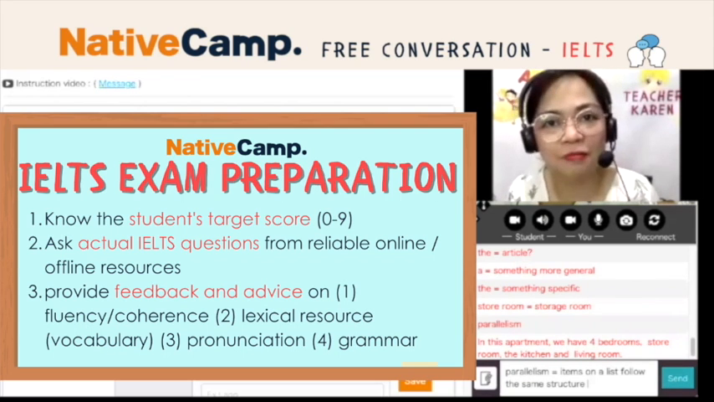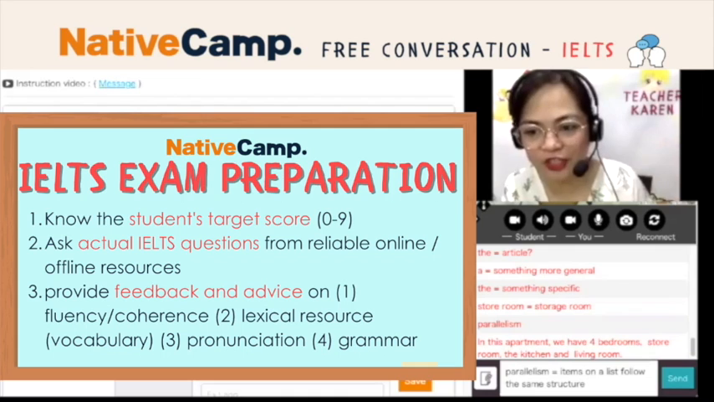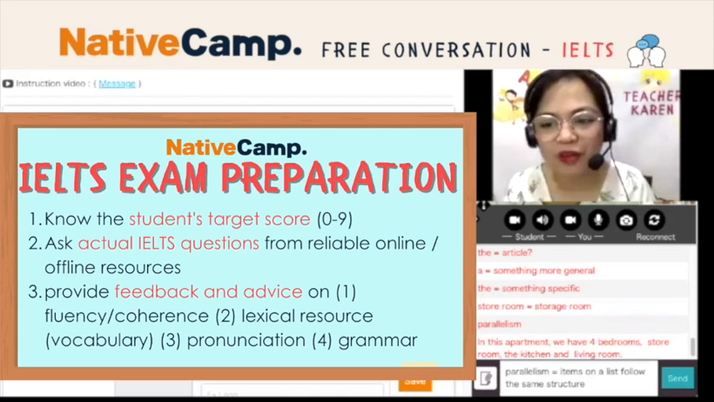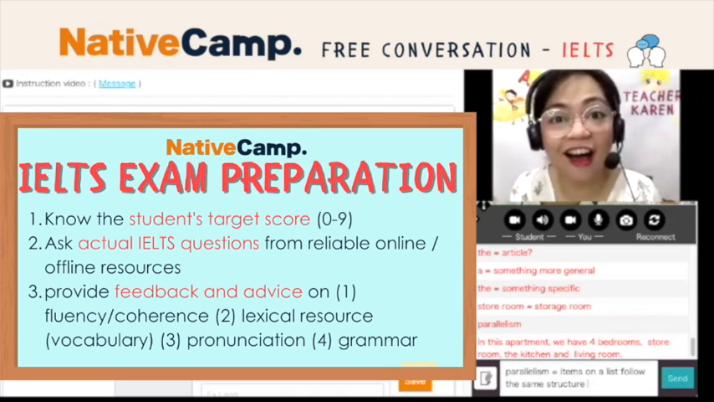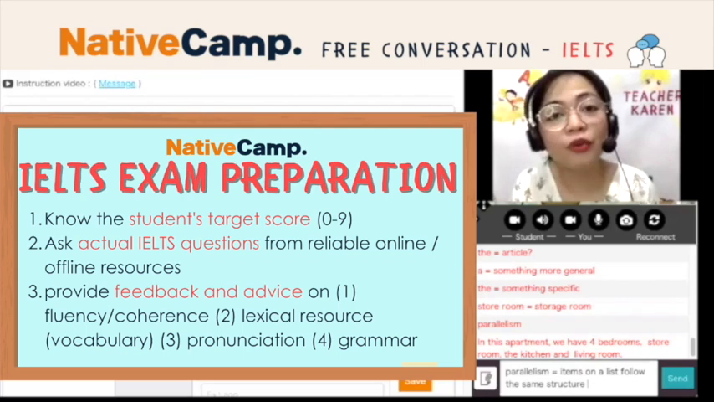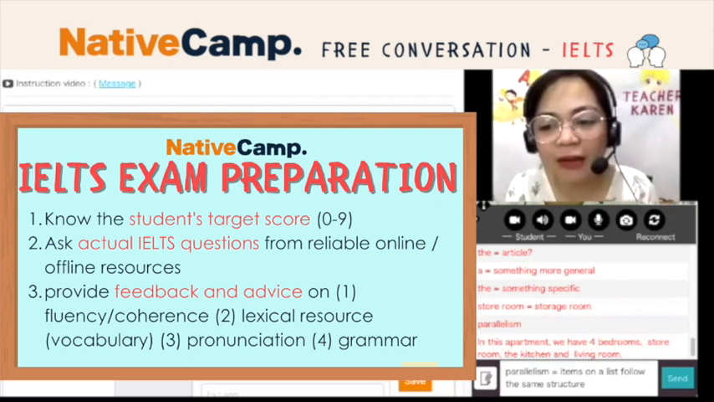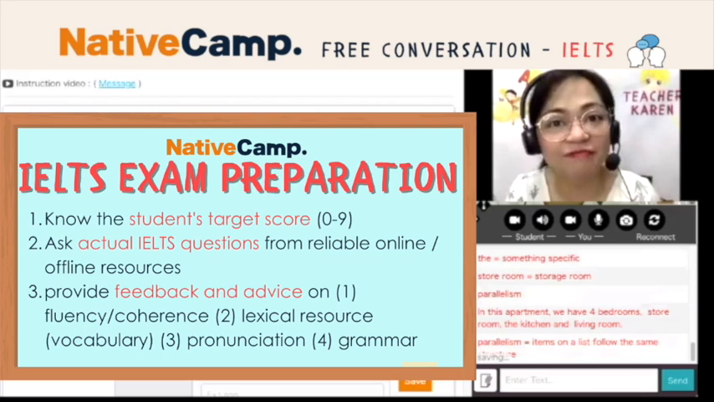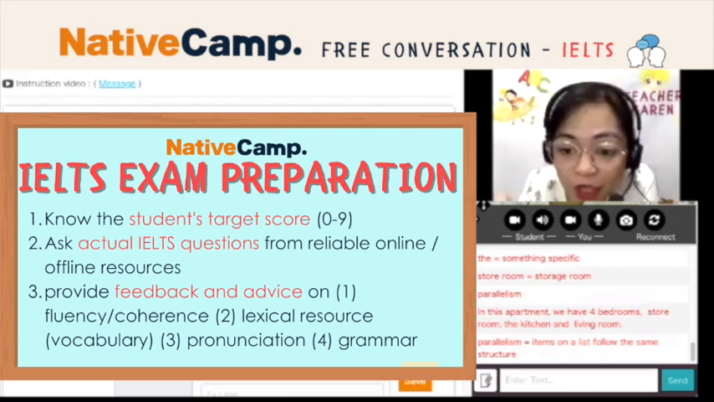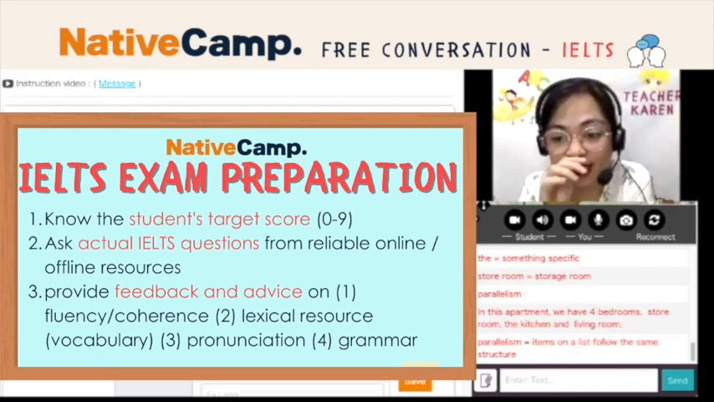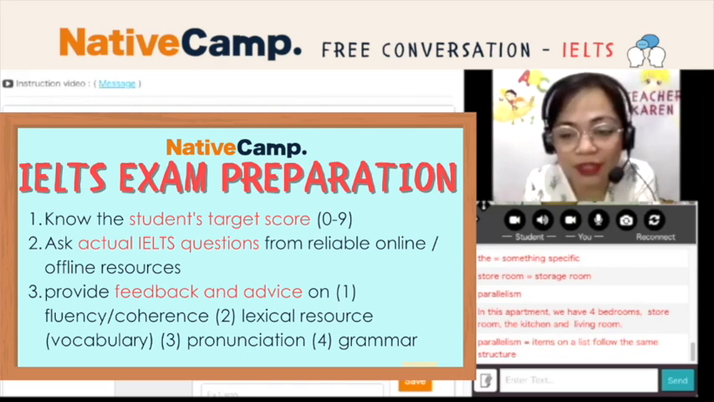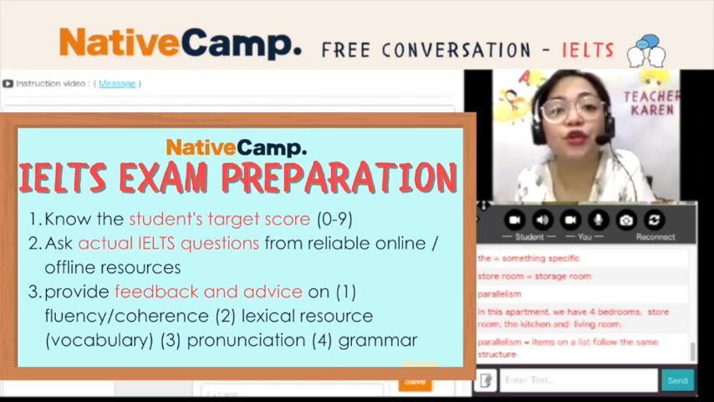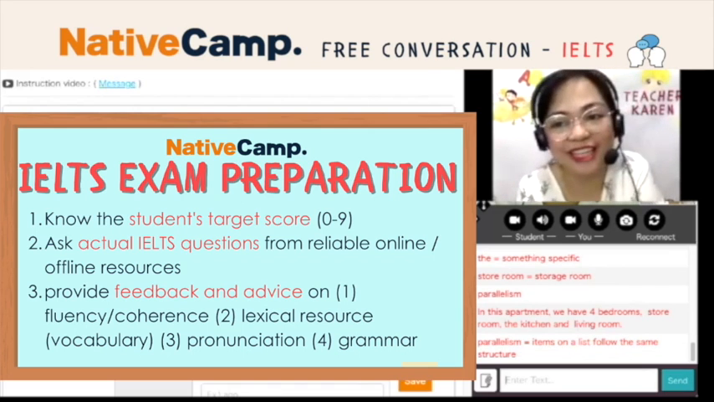Do you see why it's not parallel to each other? They have different structures. We have four bedrooms, storeroom, the kitchen, and living room, instead of using the same article "a." So by following the rule on parallelism, the items on a list follow the same structure, and you were able to do it really well. Maybe you could read more about this, because this is a common error for advanced English speakers as well. Something that would help you express yourself better is knowing how to follow the rules of parallelism. Okay? All right.